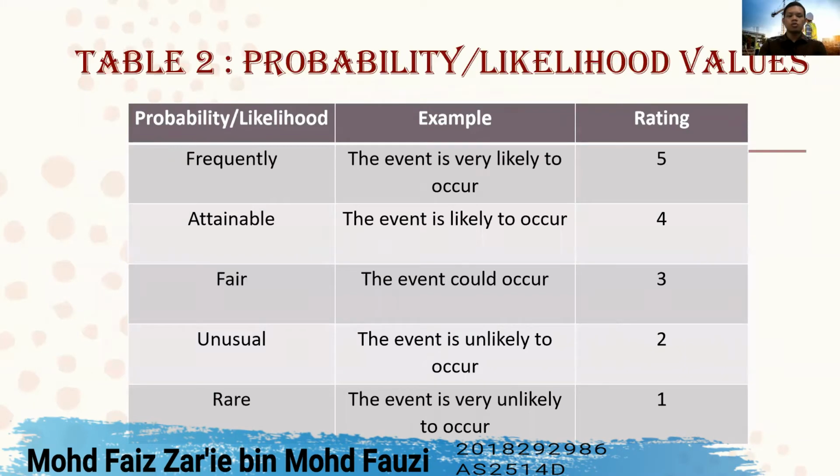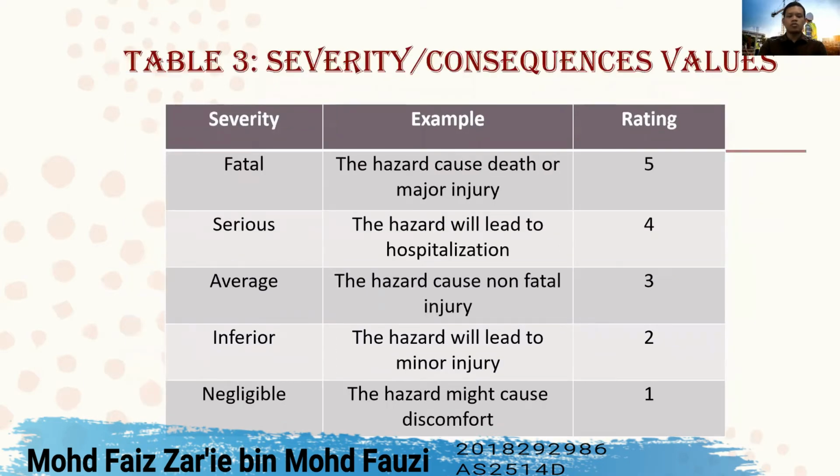Table 2 is for probability and likelihood values. As you can see, we have frequently, attainable, fair, unusual, and rare. And each of the values has its own rating. Next, Table 3 is the table for severity or consequences values. The values included are fatal, serious, average, inferior, and negligible. And for each of these values, it also has its own rating.